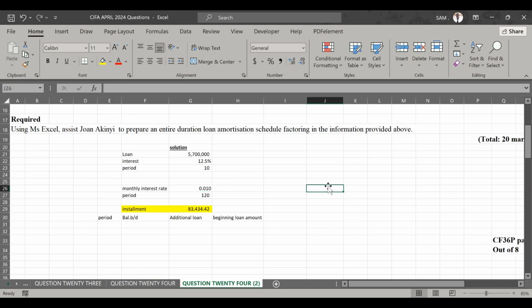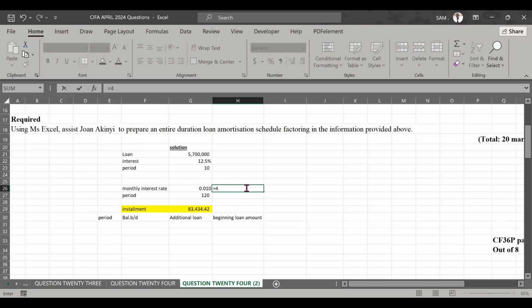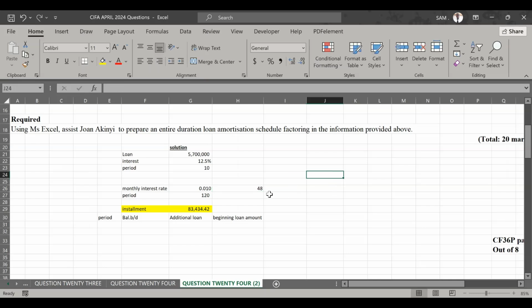Now, you know that every year has 12 months. So at the end of the 4th year, if you have 4 years and you want to know the number of months in 4 years, you just multiply 4 by 12. That is at the end of the 48th month. At the end of 48 months, the rate of interest is going to change. It is no longer going to be constant.